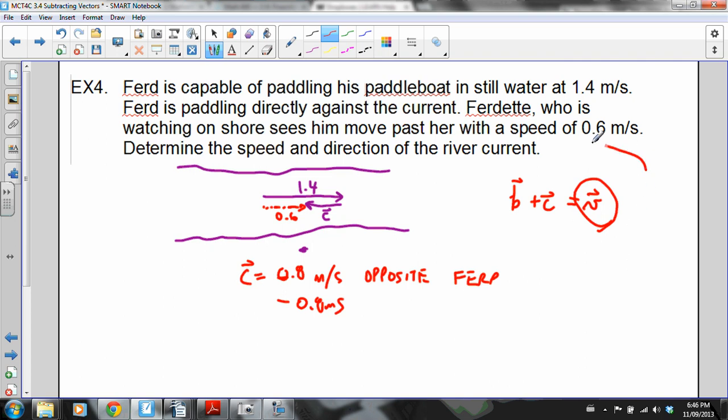And if I just stuck to the algebra, watch this. If I want to solve for C, then that's going to be V minus B. The velocity that we see, 0.6, subtract Ferd paddling at 1.4, is negative 0.8 meters per second, and that's all good. And this idea of adding and subtracting vectors in situations like this is kind of the reason why we're doing this entire unit. So the next one's a good one.